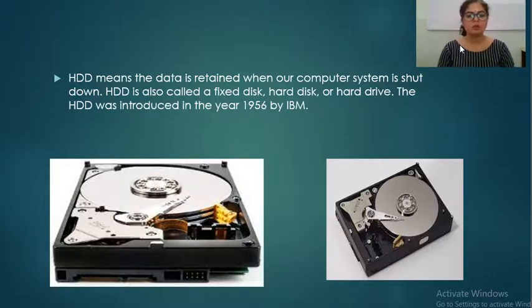Hard disk is also called a fixed disk, or we also call it a hard drive. The hard disk was introduced in the year 1956 by IBM. So this is the diagram of hard disk and how it operates. Here the area is divided into tracks and tracks are divided into sectors. So you can see this is how the head movements and disk rotation work on the hard disk.